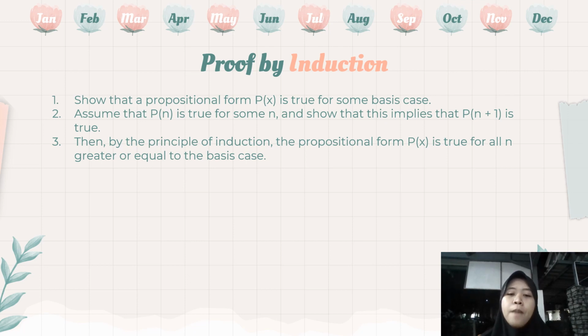The steps for proof by induction: the first one is to show that a propositional form P(x) is true for some base case. The next step is to assume that P(n) is true for some n, and show that this implies P(n + 1) is true. And then the next step: by the principle of induction, the propositional form P(x) is true for all n greater than or equal to the base case.